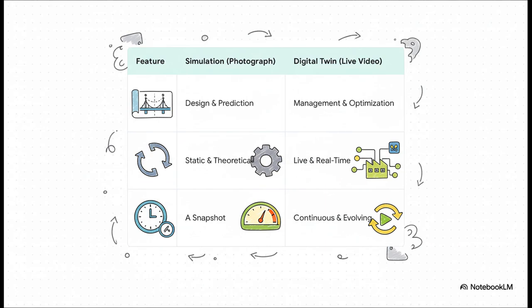Let's just break down those key differences side by side. The whole purpose of a simulation is design and prediction. For a digital twin, it's all about management and optimization. A simulation runs on static, theoretical data, while a twin is all about that live, real-time data feed. And finally, a simulation is just that, a single snapshot in time. A digital twin is continuous, it's always evolving.